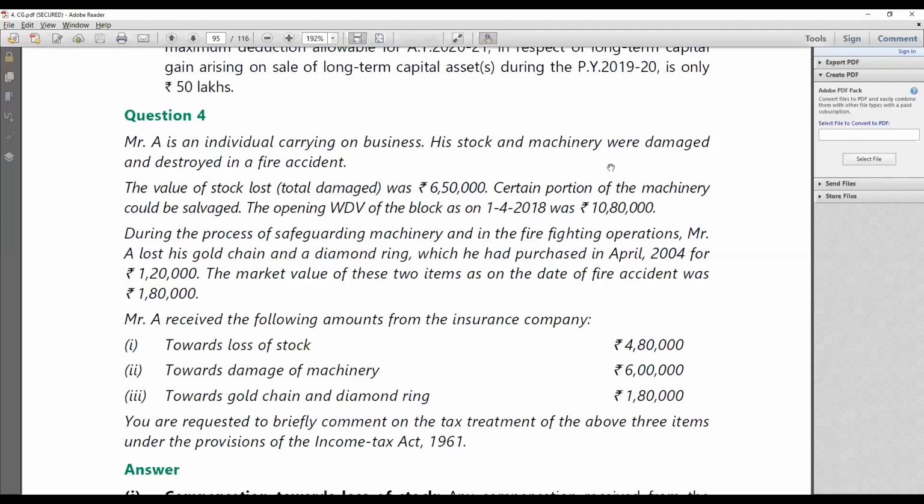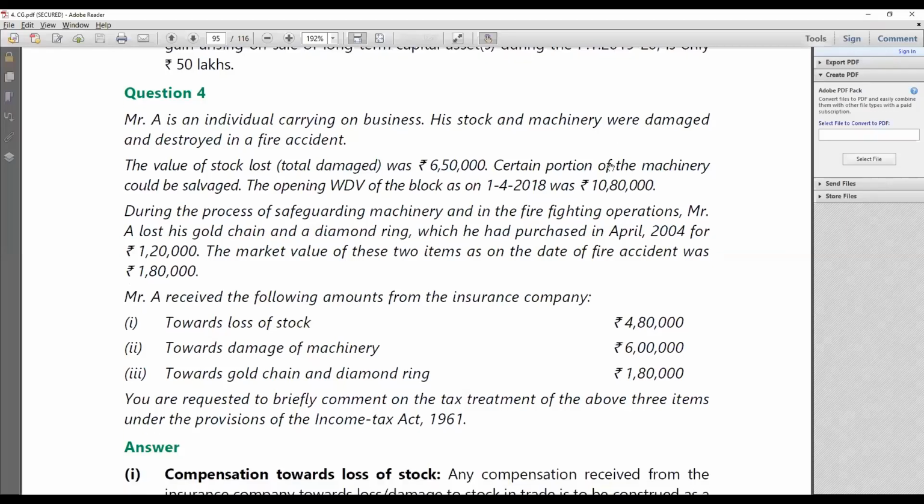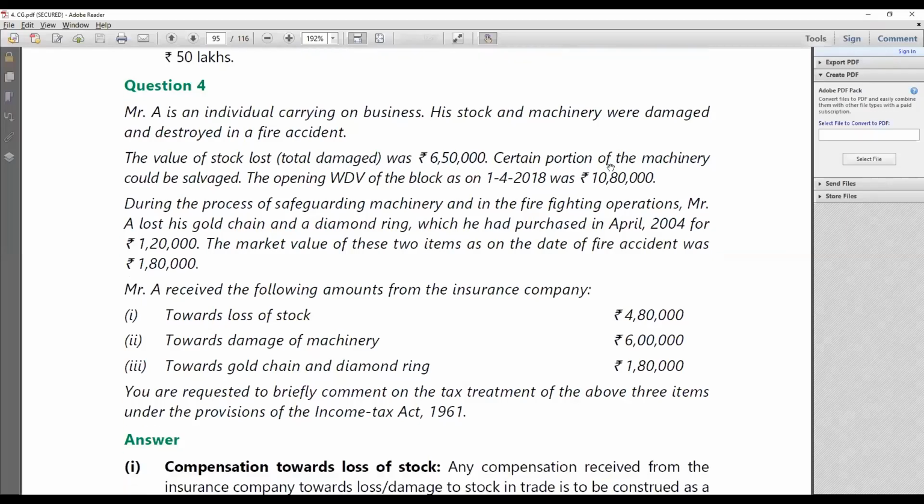So as told, now we deal with one scenario-based question from our study material. Here is an example where the goods lost or destroyed during a fire accident have been paid by the insurance company. So how to deal with such a scenario?